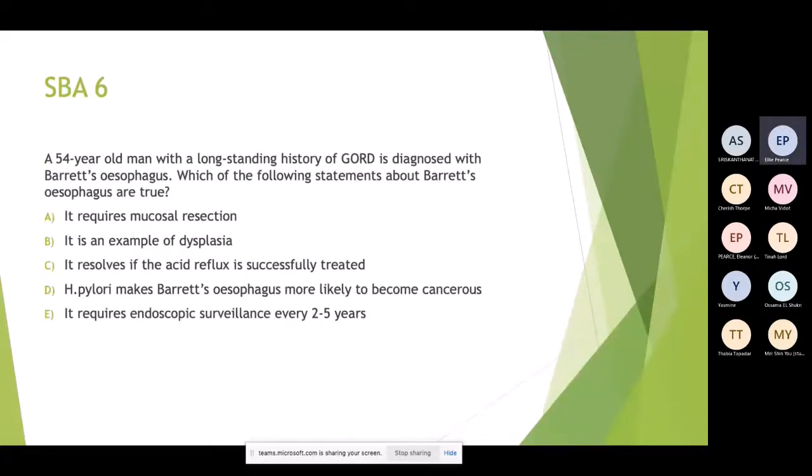Okay, so number six, we've got a 54-year-old man who's got a long-standing history of gastroesophageal reflux, and he is diagnosed with Barrett's esophagus. Which of the following statements about Barrett's esophagus are true?